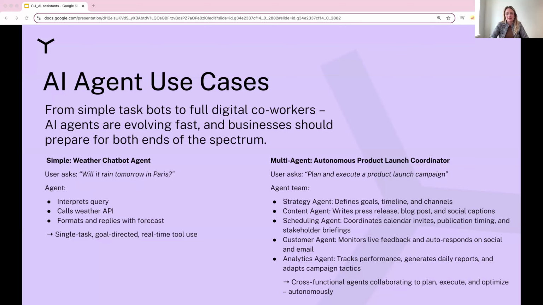And personally, I think this is a really fascinating scene, and it's really interesting to see those use cases also popping up in the industries.